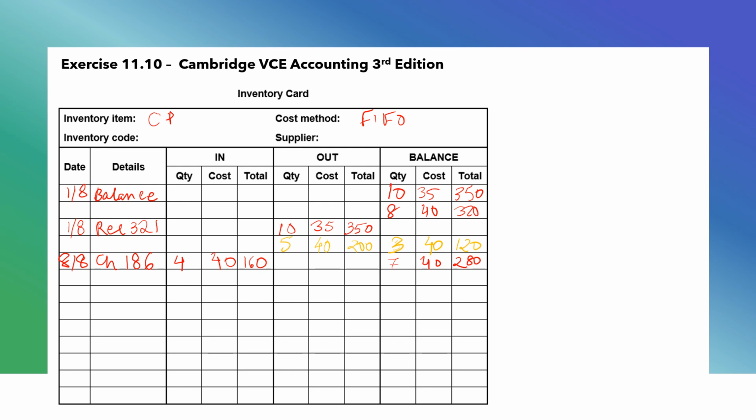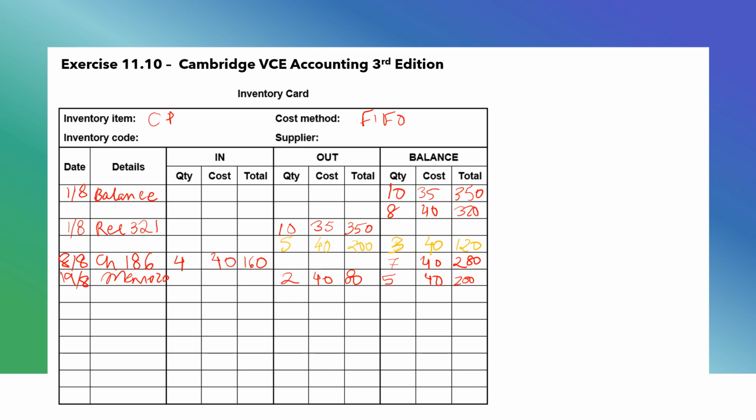Next, you've got 19th of August. You've got memo 20. And memo 20, the effect of that transaction is 2 out at 40, total of 80, leaving us with 7 minus 2, 5. And again, you multiply these two to get 200.